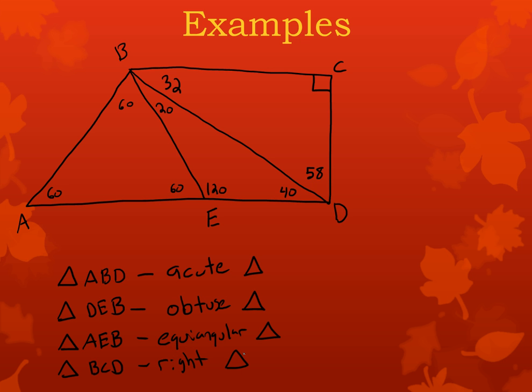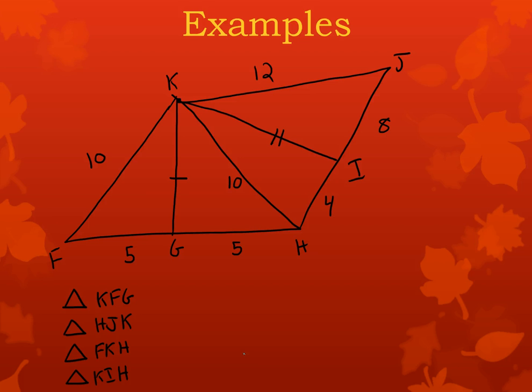Alright, so those are its angles. If one does it by its sides, same concept. We'll take a look at these triangles. So triangle KFG is this triangle right here. So now this side is 10, this side is 5. We don't know the side KG, however, it's not equal to FG. If it had been, there'd be a tick mark here as well. Since all three sides are different, this is a scalene triangle.